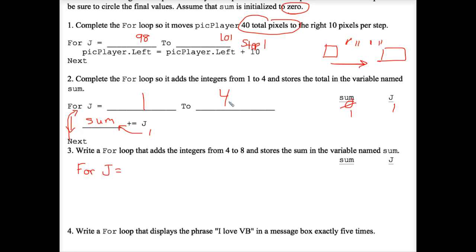But this time, we step J. But it doesn't say step. Oh, just like up here, the default is step 1, you're supposed to assume. So J steps up by 1, it increments. And now we go through the loop again.